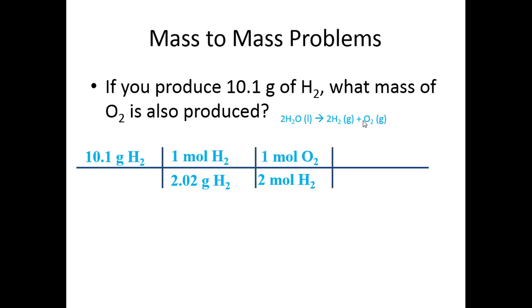Then we need to convert the moles of what we want, which is oxygen, to grams of what we want. So we're going to use our other molar mass. Cancel the moles of oxygen. O2 has a molar mass of 32.00 grams. Check your sig figs. Check the 10.1, 2.02, and 32.00. So we should keep 3 and round off to 80.0 grams of O2.